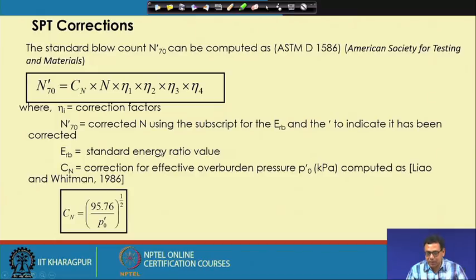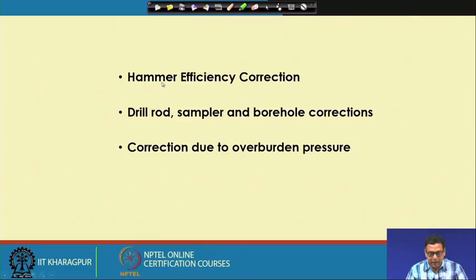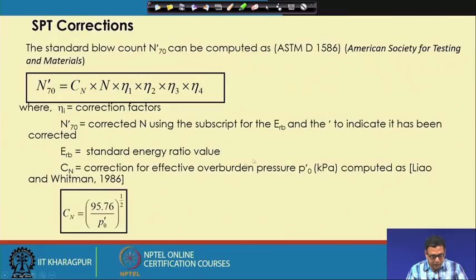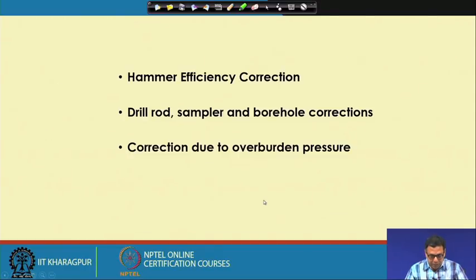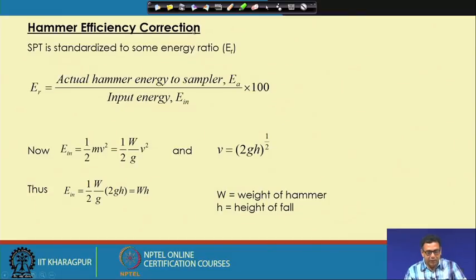But as per ASTM, the American Society for Testing and Materials, they recommend 5 corrections. One is the correction due to overburden pressure, then the hammer efficiency correction, then the drill rod correction, sampler correction, and borehole correction. The correction due to effective overburden pressure we can get with this expression, where P0 bar is the effective overburden pressure, in kPa. Next is the hammer efficiency correction.